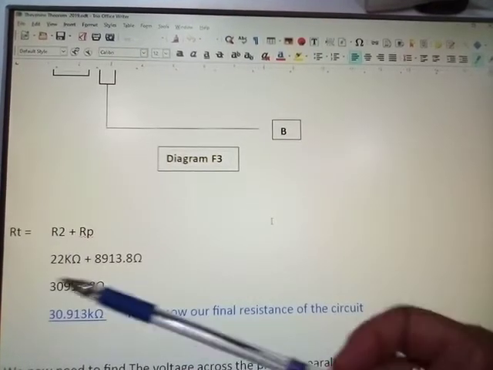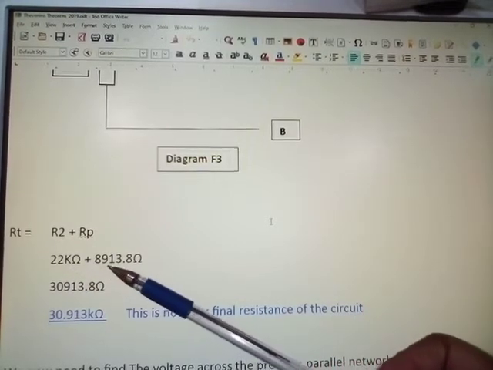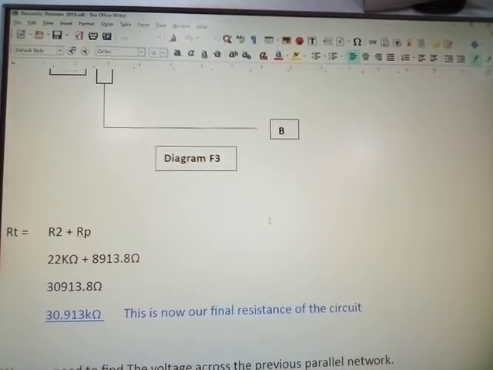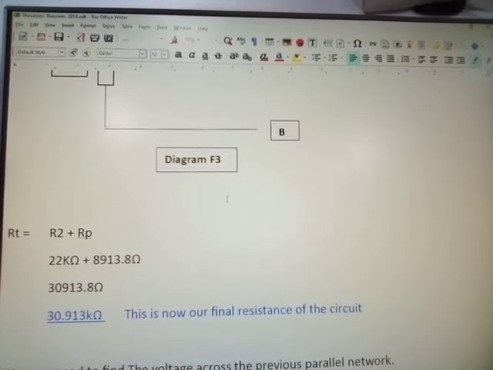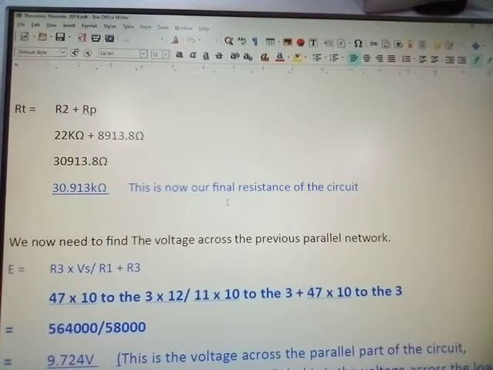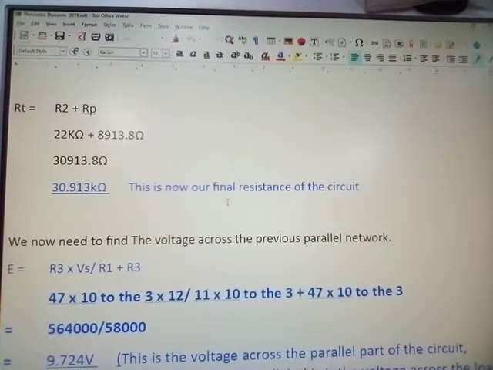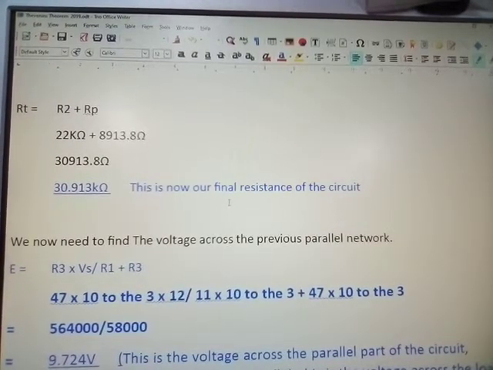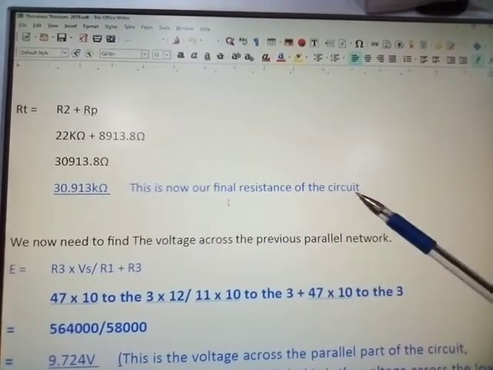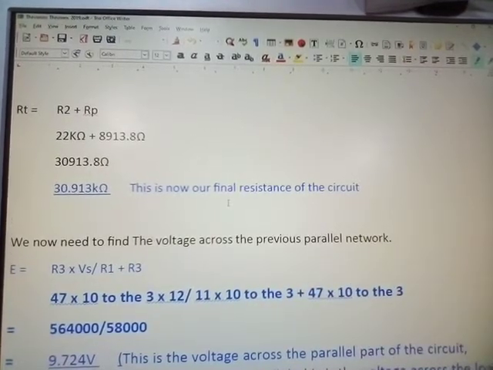Okay, RT equals R2 plus RP, 22 kilo ohms plus 8,913.8 ohms. Or convert that to kilo ohms again, and you'll find it comes up to appropriate values. This is now our final resistance of the circuit. We now need to find the voltage across the previous parallel network.